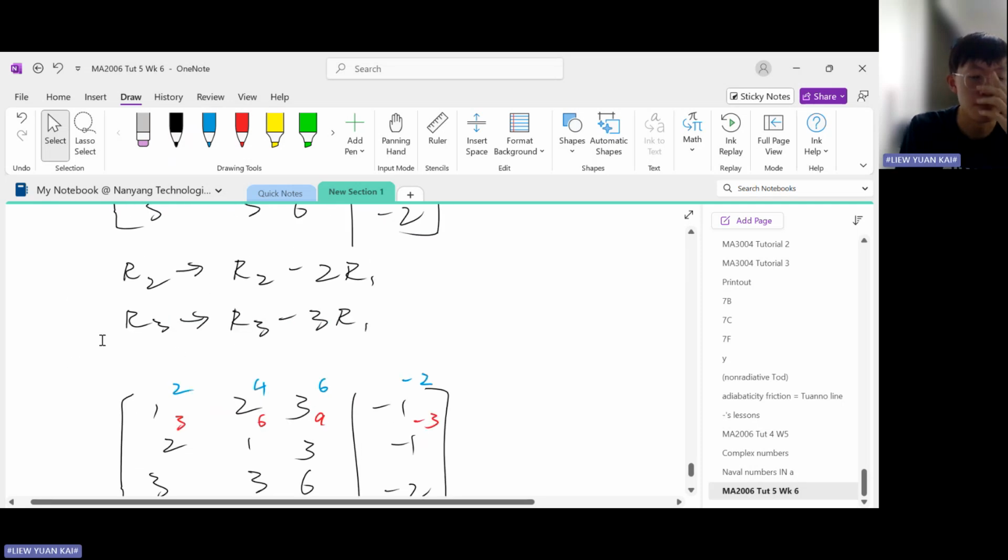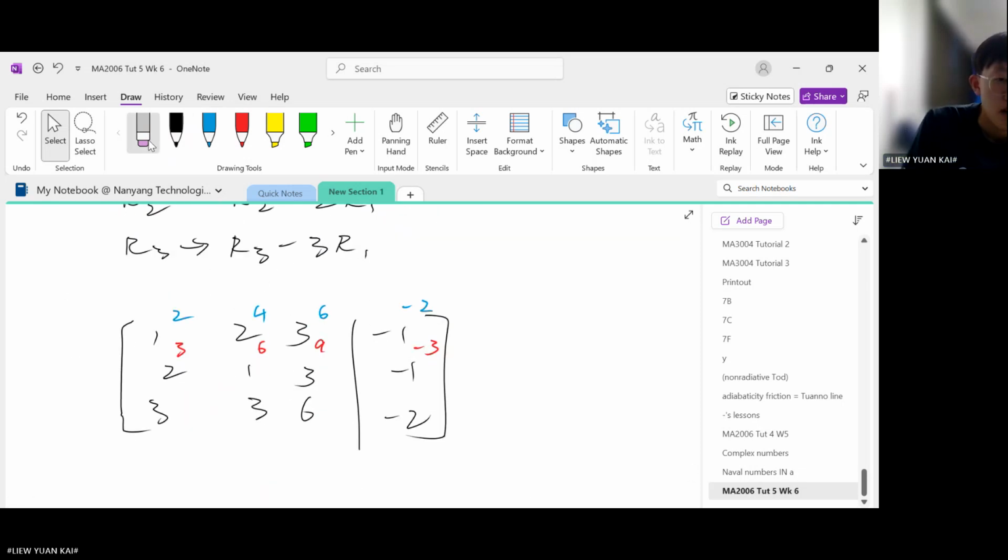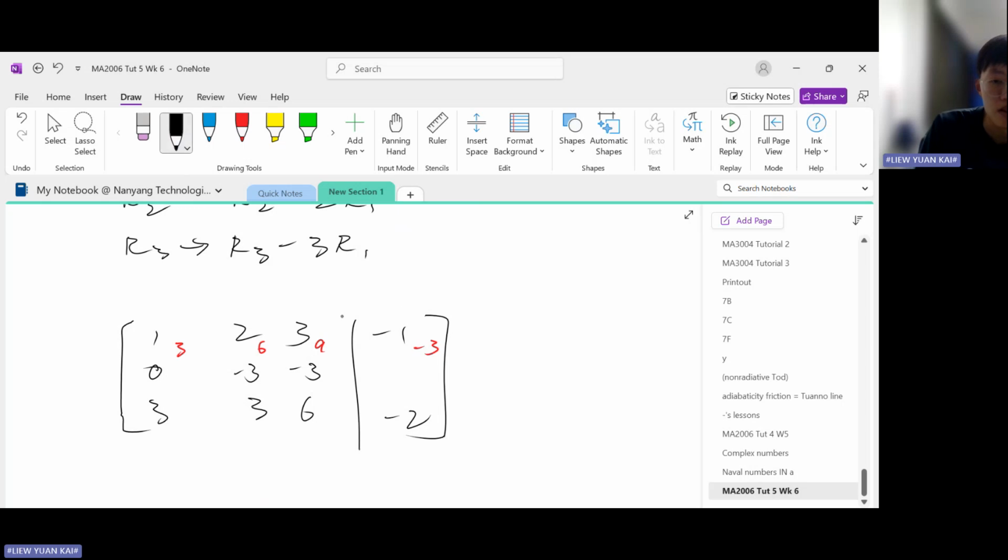Let us do row 2 minus 2 R1. This minus this is 0. 1 minus 4 is minus 3. 3 minus 6 is minus 3. Minus 1 minus minus 2 is minus 1 plus 2. So 2 minus 1 is 1. Okay, yes, I'm correct. I need to check because I can make careless mistakes.